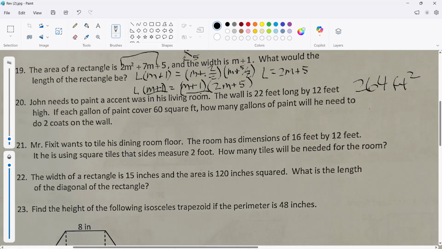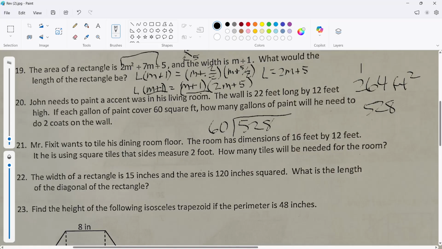And it says I want 2 coats. So I have to multiply that by 2. 528. I need 528 square feet of coverage. Each gallon covers 60. Well, what's 528 divided by 60? It's not going to come out even. I'll have to round it up because I need enough paint. I can't round it down, and I can't buy 1/4 of a gallon of paint or 0.332 gallons of paint. They do sell them in half gallons, but I think it's just going to want me to round it to gallons.